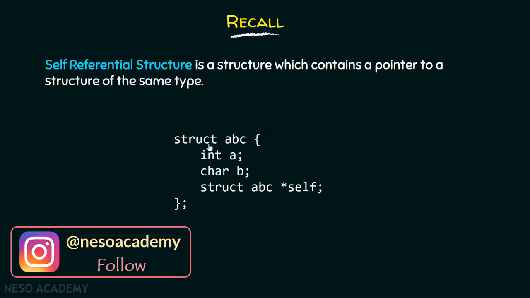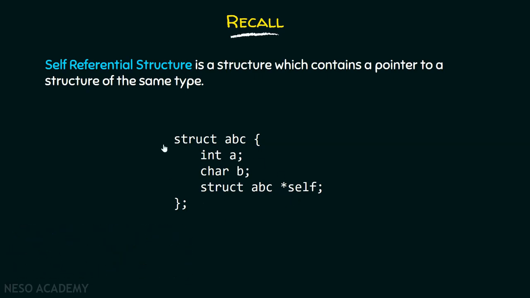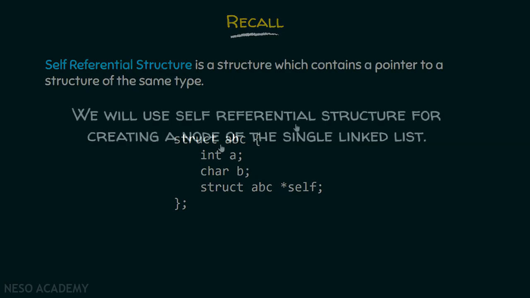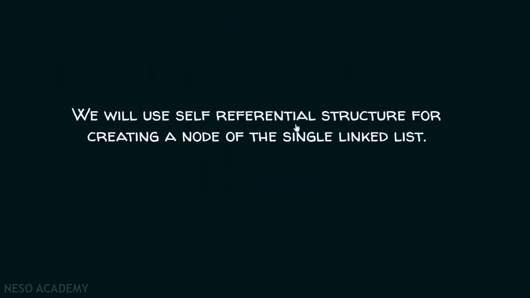I'm considering here the struct ABC as a structure which contains a pointer to the struct ABC only. That is why it is called self-referential structure. It is referring to itself. So I'm repeating the definition again, that self-referential structure is a structure which contains a pointer. This is the pointer which is pointing to the structure of the same type. We will use this self-referential structure for creating a node of the single linked list.